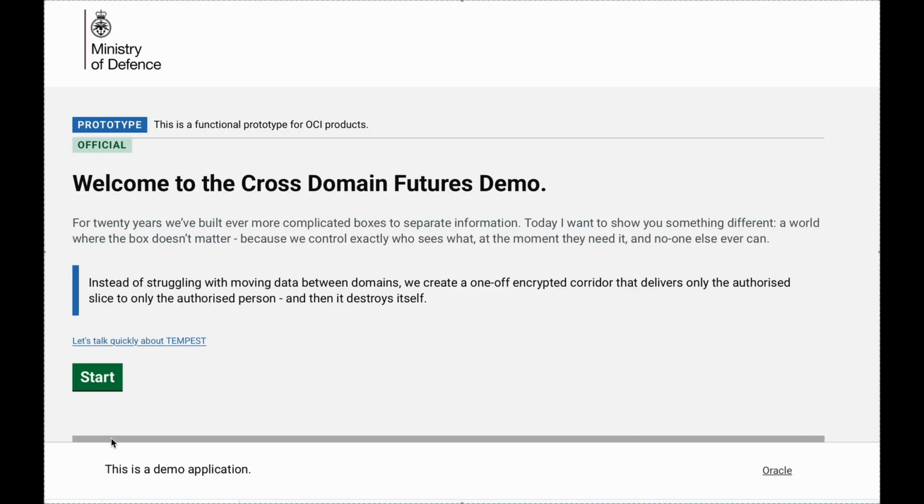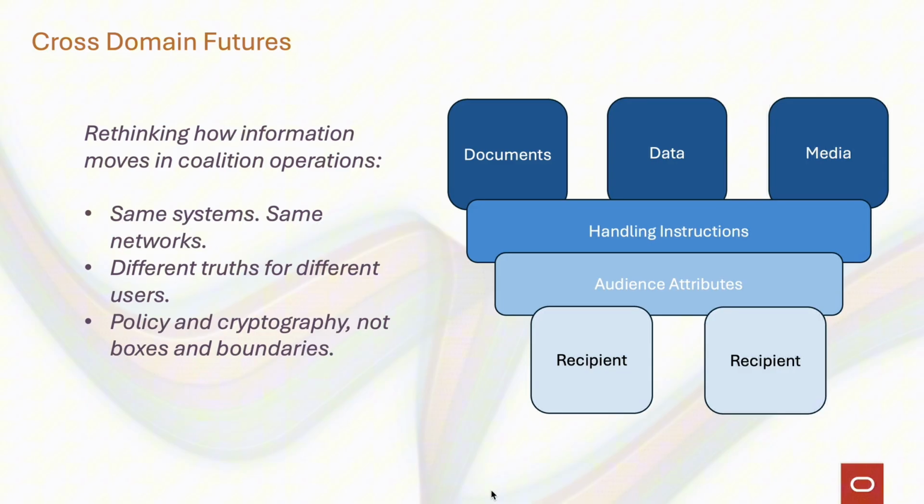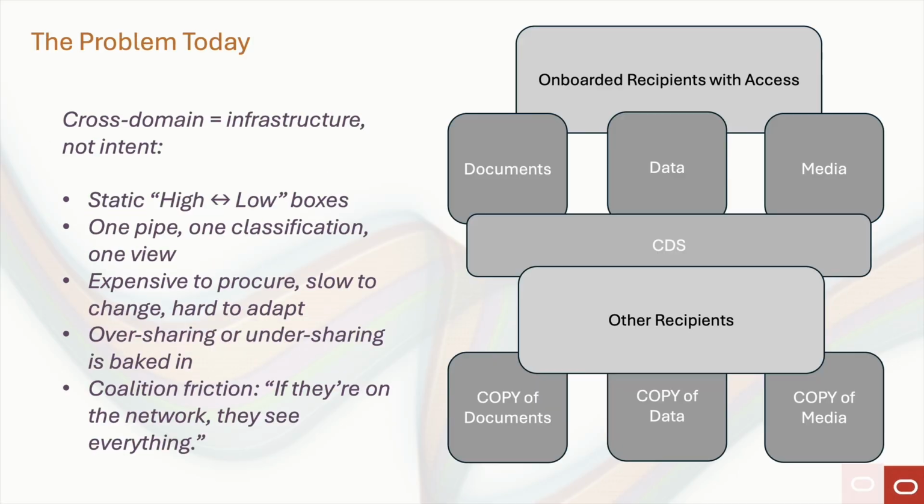And that is how you do cross-domain futures, and that is how we break this 20-year way of working. It's about rethinking how information moves in coalition operations. Same systems, same networks. It's just different truths for different users. It's policy and cryptography, not boxes and boundaries. So we have documents, data, and media. We have our handling instructions. We have our audience attributes, and that says who can see it, who can receive it.